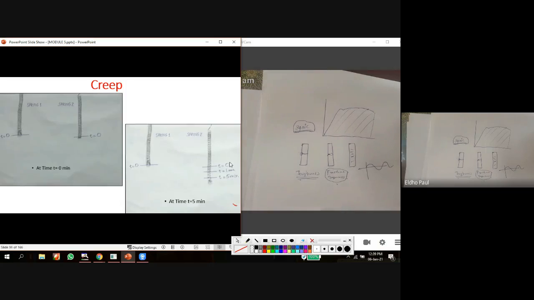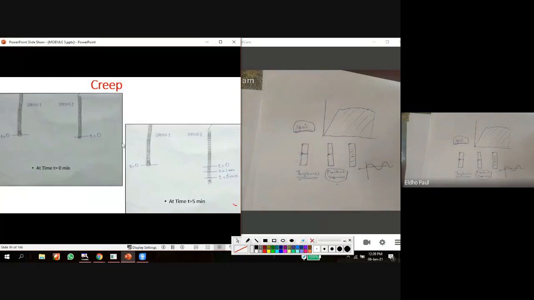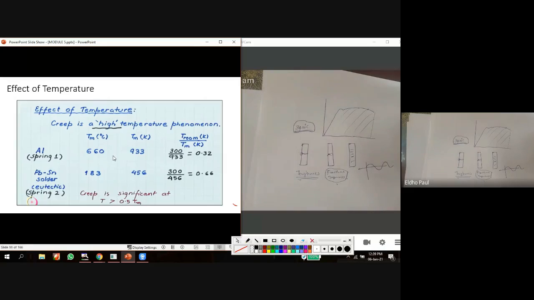So what happened to these 2 materials? There is no elongation we can see in the aluminum material, but there is elongation for the tin lead alloy. What is the reason for that? The reason is the effect of temperature. Creep is a high temperature phenomenon. Creep. Okay, so let us check the 2 materials.